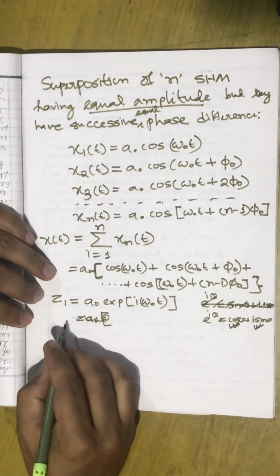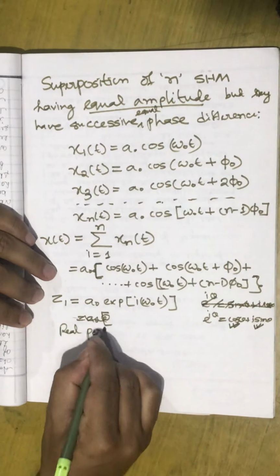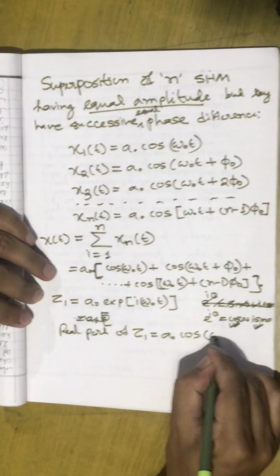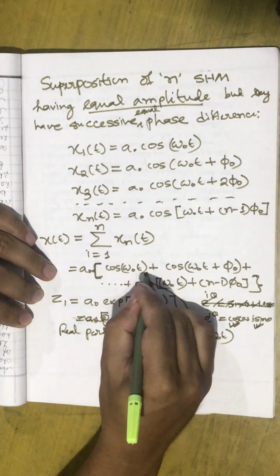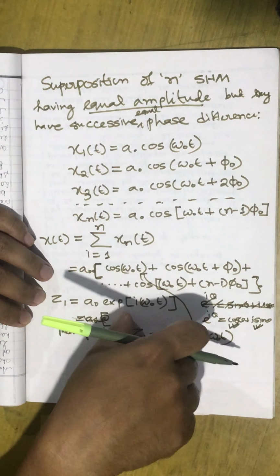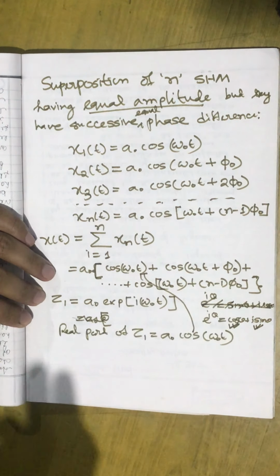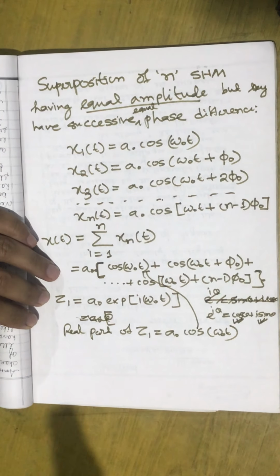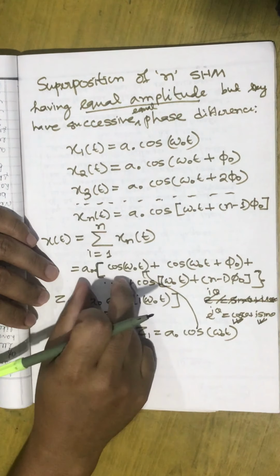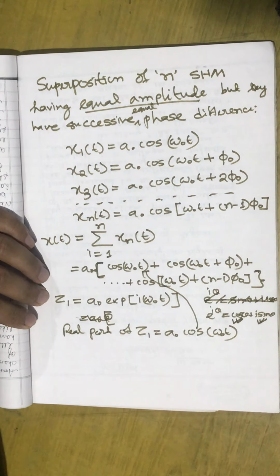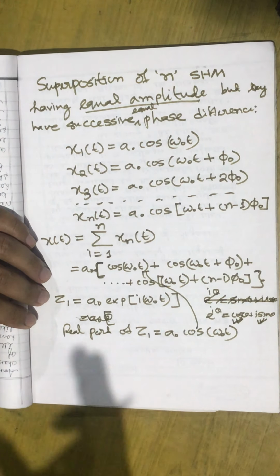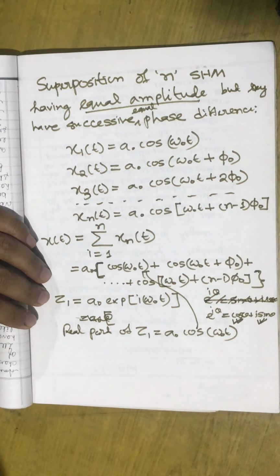If I write the real part of z1, then it will be a naught cos of omega naught into t. So we can get this expression. In this derivation I am going to use this notation of complex number, and from the final output I am going to take out the real part, so that it will represent the sum of this expression. The logic to use the complex number is that we can easily do the calculation using the complex notation.